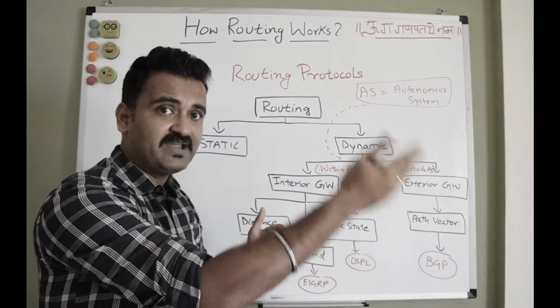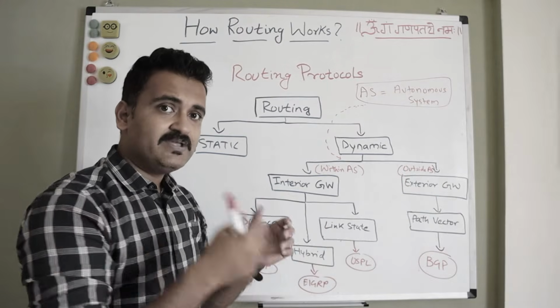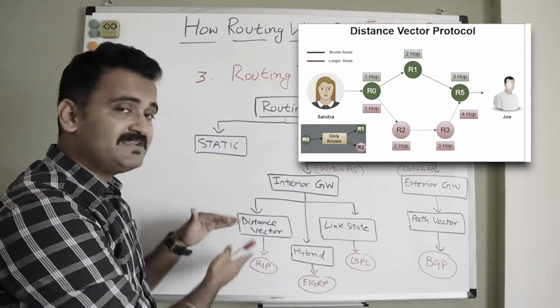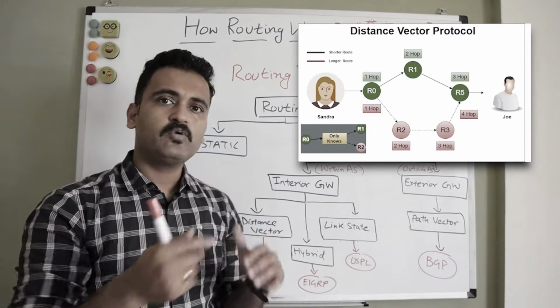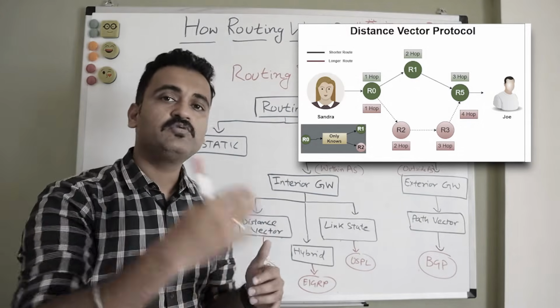Sandra wanted to send something to Joe, right? So in that case, if it would have been the distance vector, it would have calculated, okay, how many hops I need to take to do this.